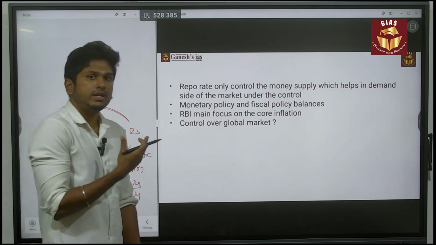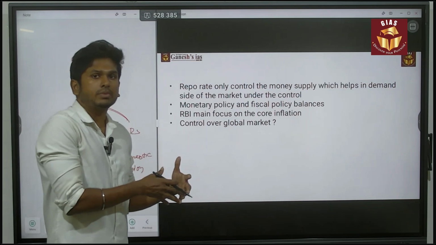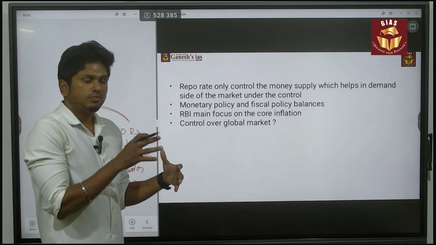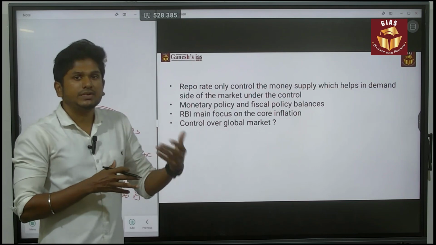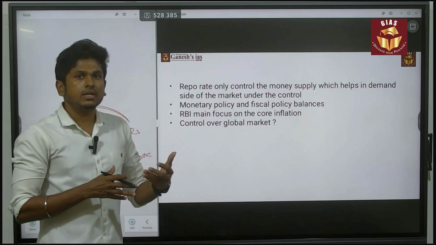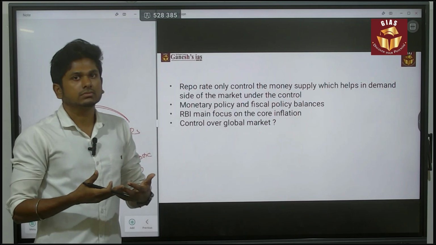The RBI doesn't have any control over the export of products. It is under the control of the Parliament. So when it comes to food inflation, the effectiveness of the RBI in controlling inflation using monetary policy is very, very limited.